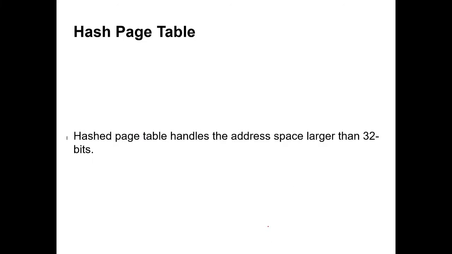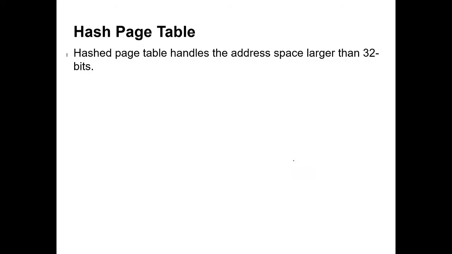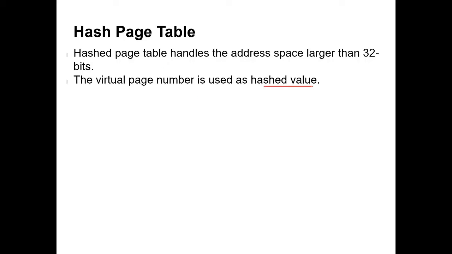Even the hash page table is used to reduce the size of the page table which is stored in the main memory. In a hash page table, a hash value is generated from the page number, and according to that unique hash value, the entry is stored in the page table, and the data in this page table are organized in a linked list form. Hash page table handles address space larger than 32 bits. Virtual page number is used as hash value.